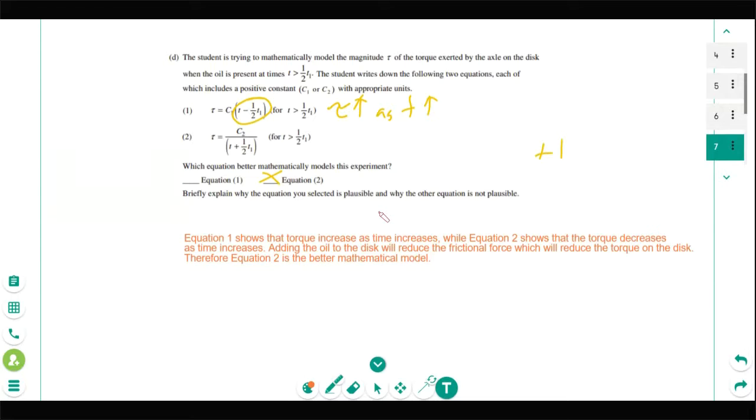So why is the torque decreasing again? Okay, so let's go back here. So the torque is decreasing. Remember, torque is force times radius that's perpendicular. The force in this case is the force of friction times the radius. The radius doesn't change. So as the force of friction decreases because oil, therefore the torque goes down as well.